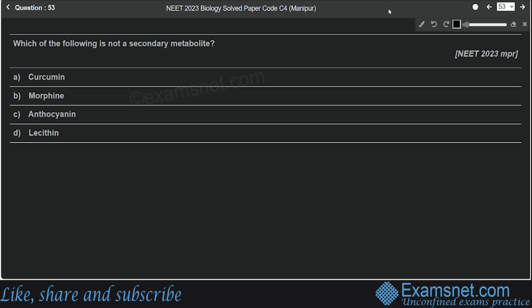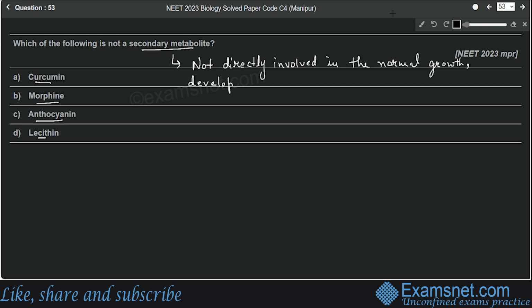Question number 53 is from the chapter Biomolecules, and the question is, which of the following is not a secondary metabolite? Options are curcumin, morphine, anthocyanin and lecithin. So what are secondary metabolites? These are the compounds, organic compounds that are produced by the organisms, and these are not directly involved in the normal growth, development or reproduction of the organisms. Whereas primary metabolites are directly involved in these functions.